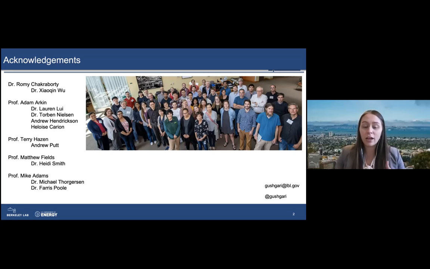We have bioinformatics specialists, we have molecular biologists, hydrologists, all of these people coming together to really understand the system. And so these are just a few of my colleagues I wanted to highlight specifically for this work. My principal investigator, Romy Chakraborty, Professor Adam Arkin down at UC Berkeley, and Professors Terry Hazen, Matthew Fields, and Mike Adams and their teams really contributed a lot to this work.